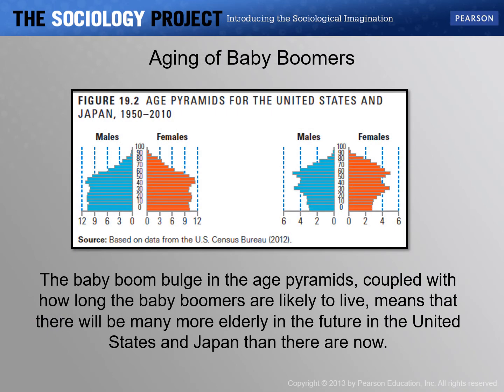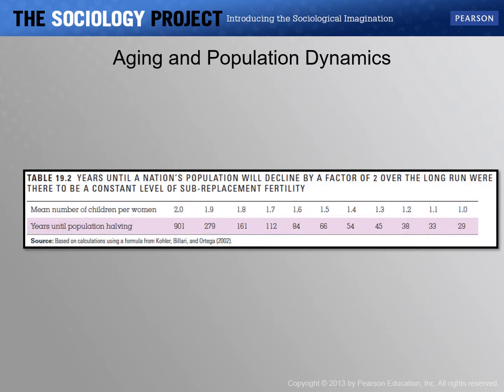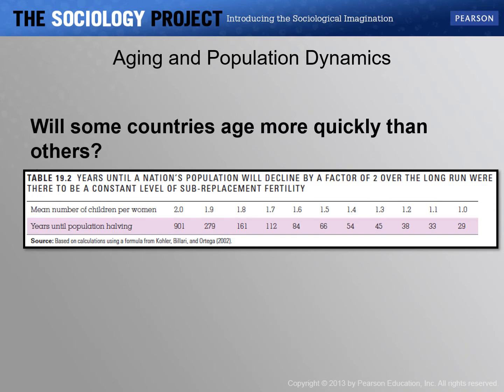You can see the age of the baby boomers in the United States and Japan. And of course, aging baby boomers would include your grandparents, most of you who are listening to this. Some countries age more quickly than others do, based on environmental and societal factors.